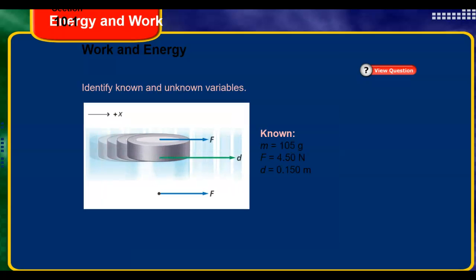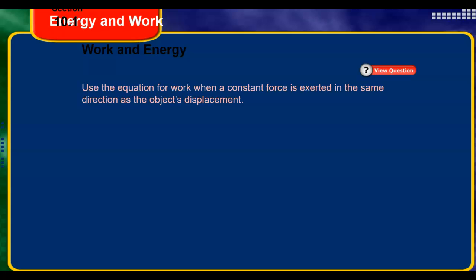All right. So we know that the mass is 105 grams. We know that the force applied is 4.5 newtons. We know the distance that the force is applied is 0.15 meters. What we don't know is the work done and the change in kinetic energy. So we know work is equal to force times distance. That's the first formula we're going to use.